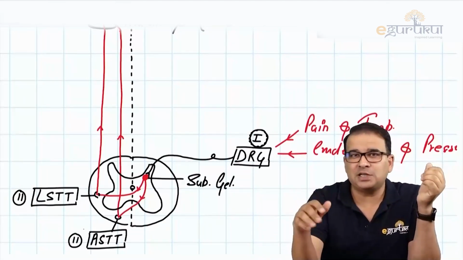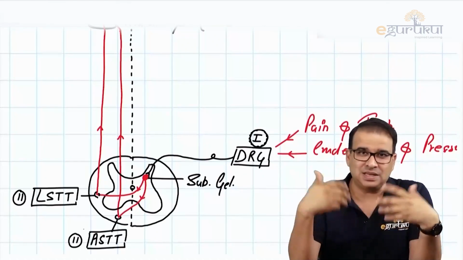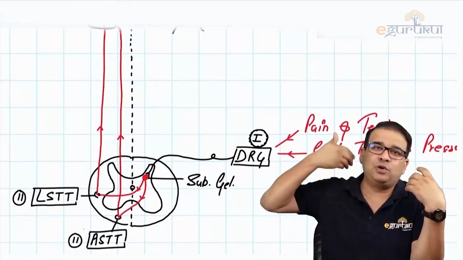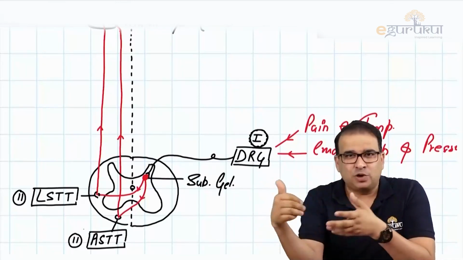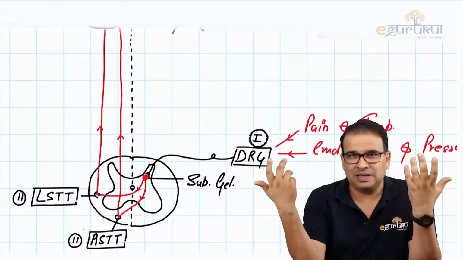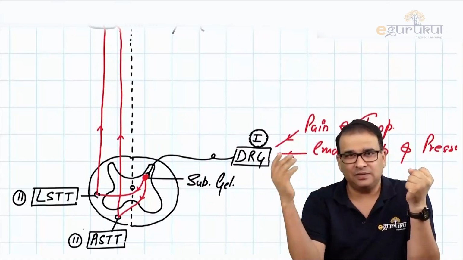Now, there are certain tracts which will not decussate. We do have some sensory tracts which are running on the same side only and then never go to the other side. And they do have first order, second order, third order neuron, everything is there, but still they are not decussating. Well, that's a different case.